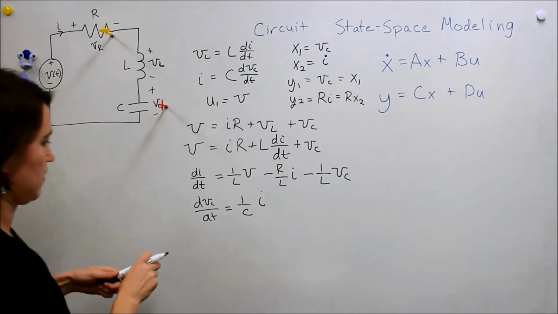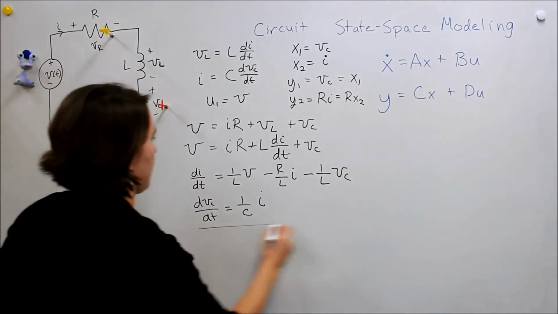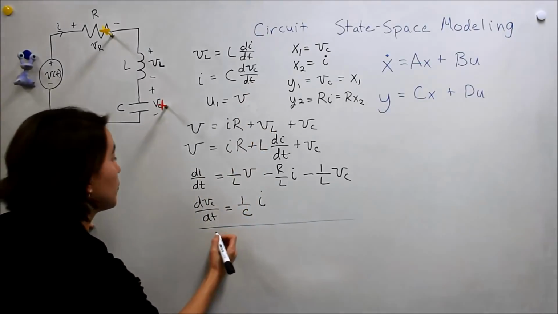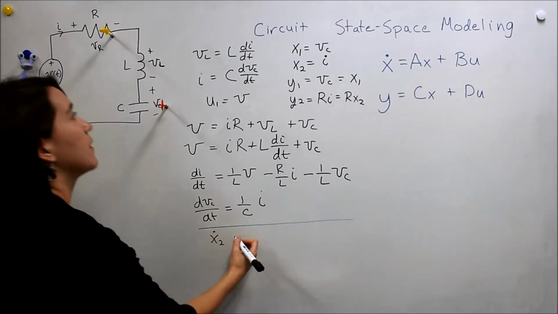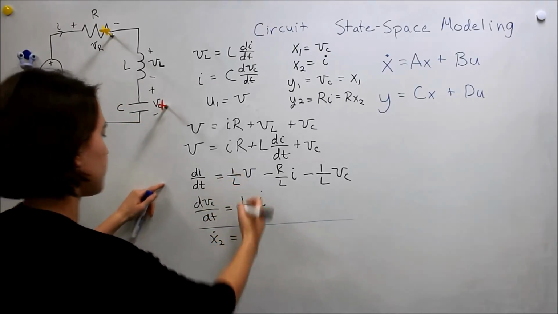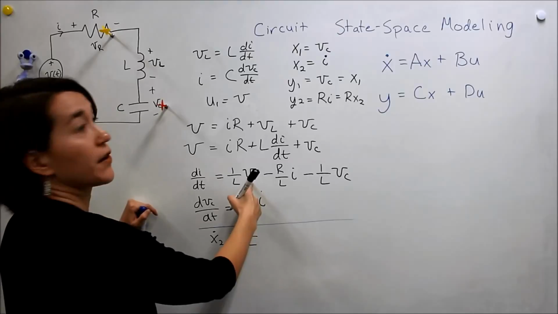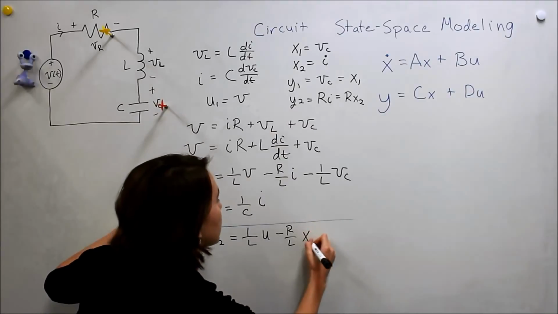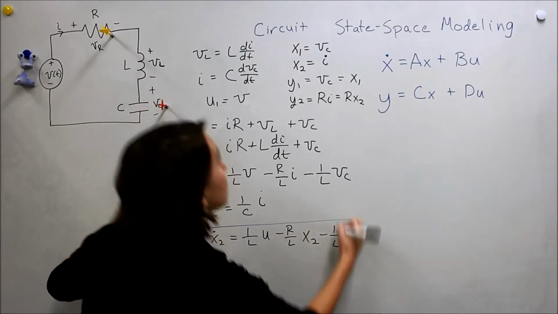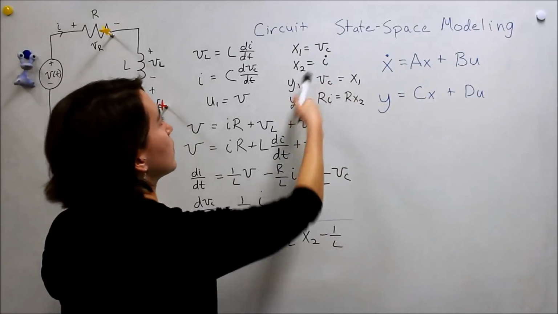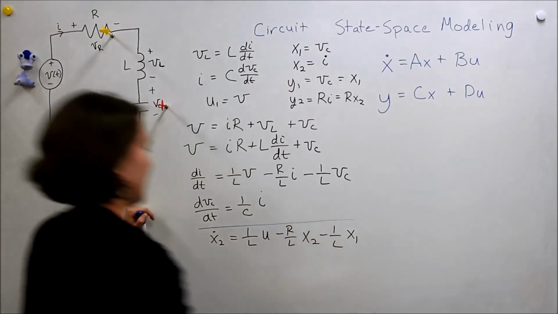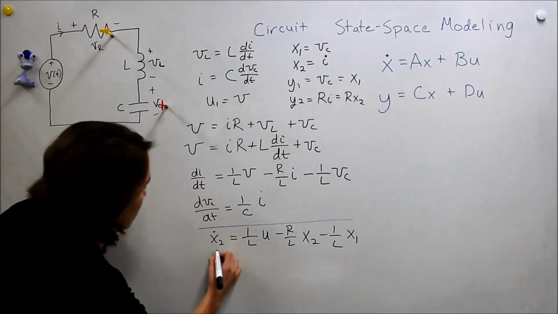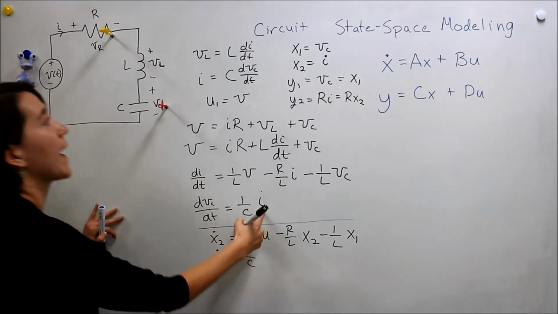So let's do that. Okay, so let's have x2 dot is equal to 1 over L. V here is our input, right? So U minus R over L. I is x2, so x2 here. Minus 1 over L. VC is x1. Oh, right here. VC is x1. Okay, and we'll do the same thing with this one. x1 dot, because VC is x1, and we have 1 over C, and I is x2.